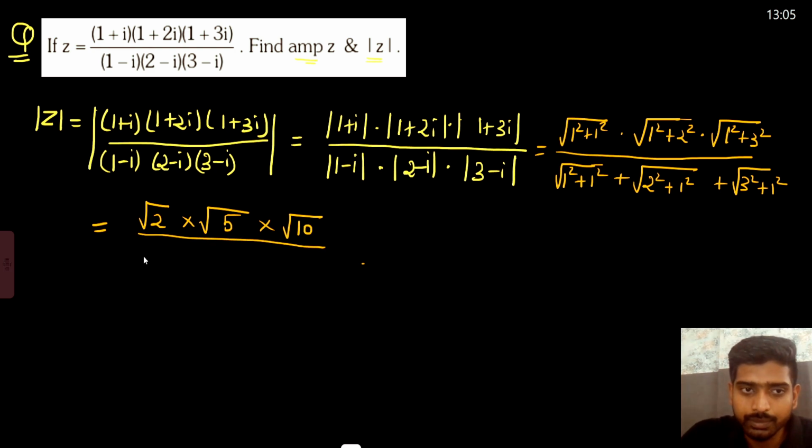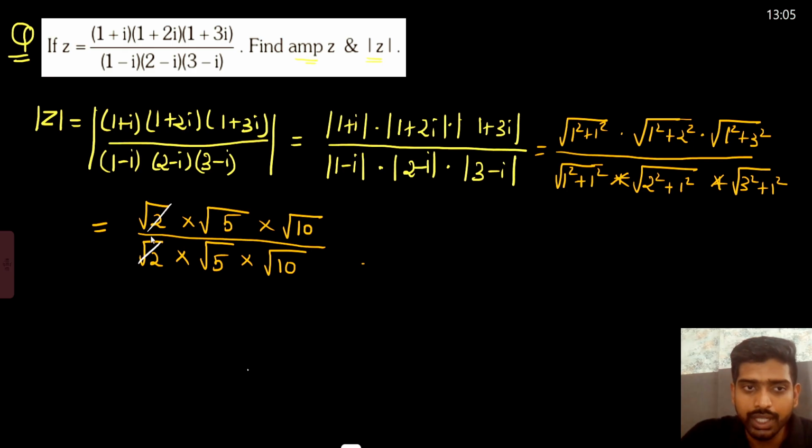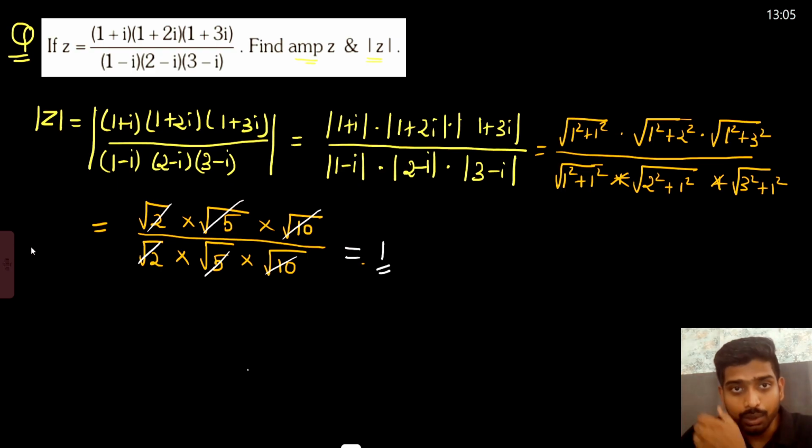Divided by root 2 multiplied by, here multiplication is there, this also is multiplication. So here we'll get under root of 5 multiplied by under root of 10. So we can see root 2 and root 2 will get cancelled, root 5 and root 5 will get cancelled, root 10 and root 10 will get cancelled. So the modulus of this complex number z is 1. Now amplitude.